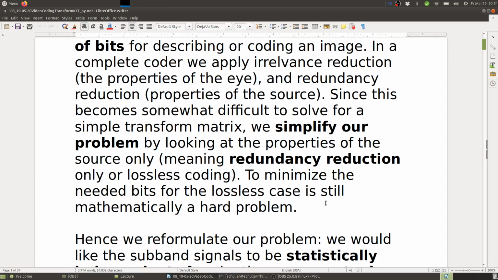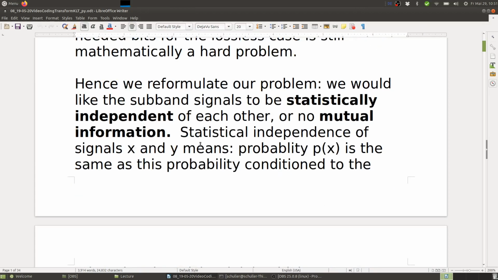So what do we do as engineers if the problem is too tough? We simplify the problem, right? Basically turn it into a problem which is similar but solvable. It's better to solve a similar but simpler problem than to have no solution at all, right? So hence we reformulate our problem.